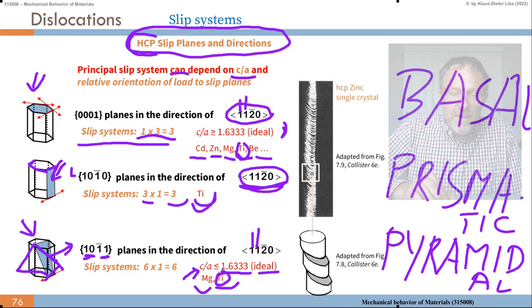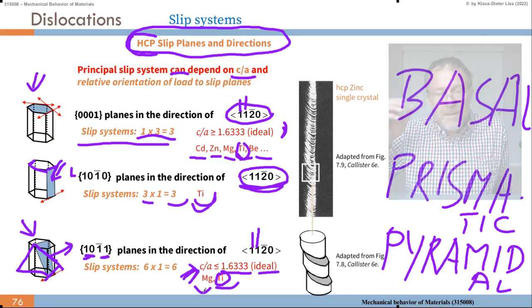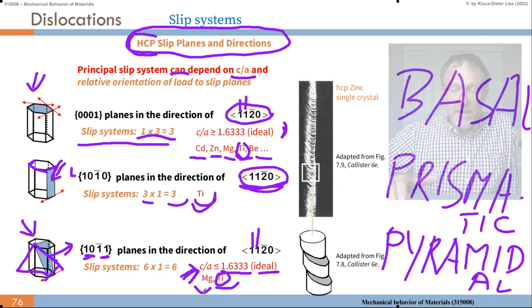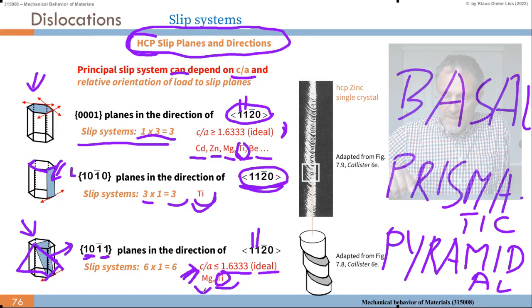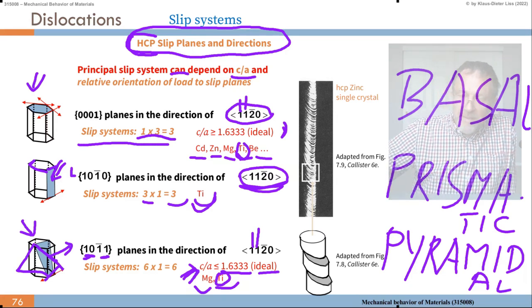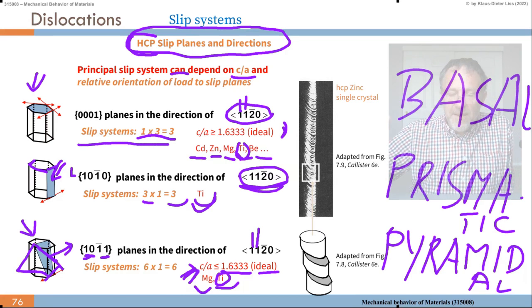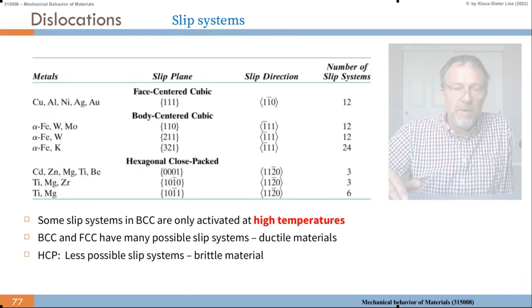It depends also very much on the composition. This is a general rule of thumb, but which system is really activated, you have to measure it or look it up in a table. And again, it minutely depends on temperature. At room temperature, you may have one of these 3 slip systems activated. At higher temperature, you may activate another one, and at even higher temperature, you may activate the other one as well, and have them all.